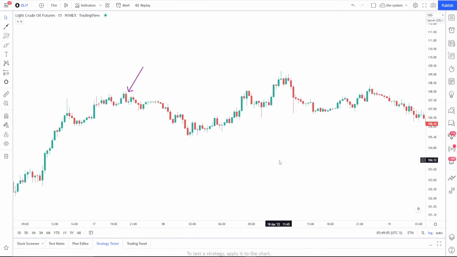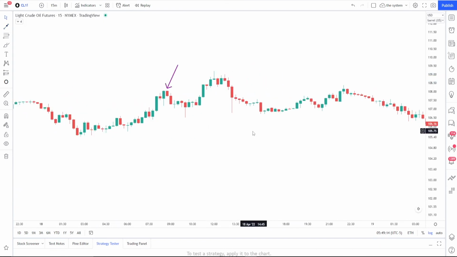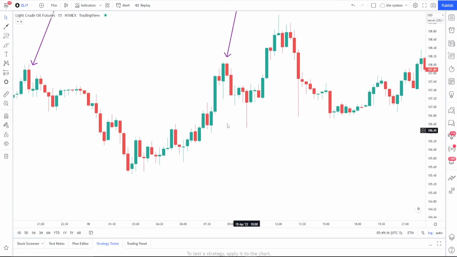I picked another example that we can actually end off here, which is a good example of a perfect dark cloud cover entry. In fact, if you see something like this, this is a textbook example, and I'm going to zoom right into it.